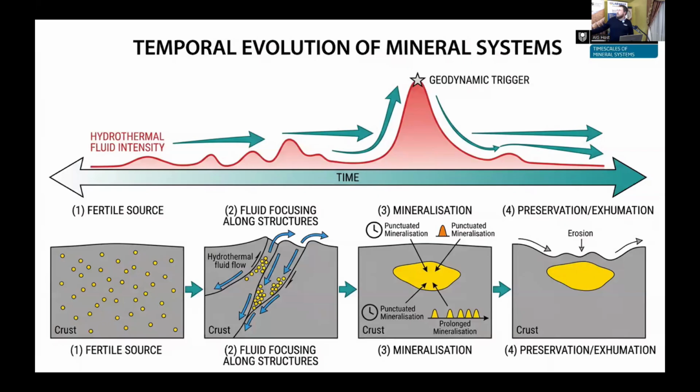We want a punctuated event because a punctuated event is what concentrates metals. If we have a long-lived event, what tends to happen is we get a distributed and dispersed halo. And then obviously we need it within a preservation place that we can actually reach it and extract it. So this diagram is basically trying to say that with architecture and fertility, we also need to think about time.